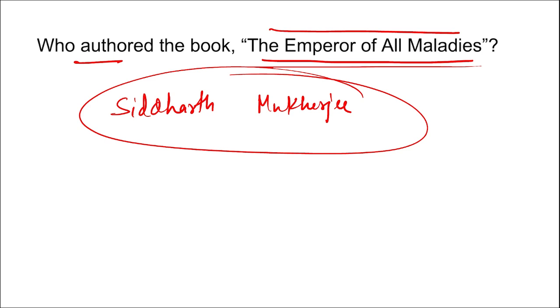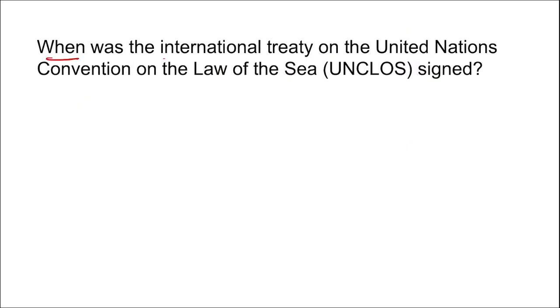Highly important, pay attention. Next question is, when was the International Treaty on United Nations Convention on the Law of the Sea signed? When was this international treaty of the UN, UNCLOS, that is your United Nations Convention on the Law of the Sea, signed? It was signed in which year? It is being asked here. It was signed in 1982.